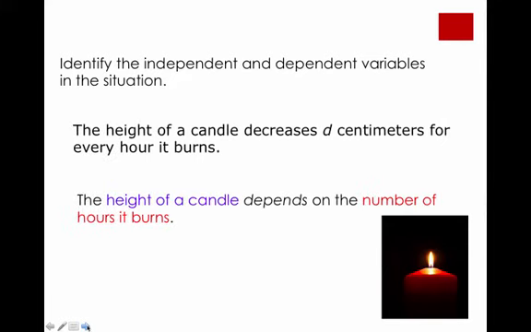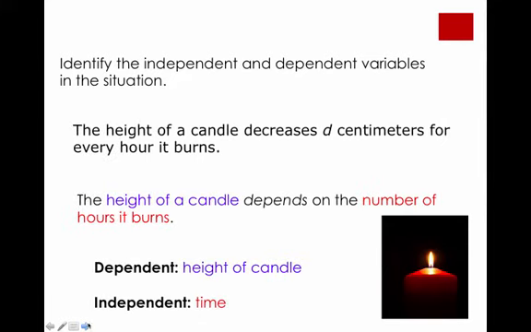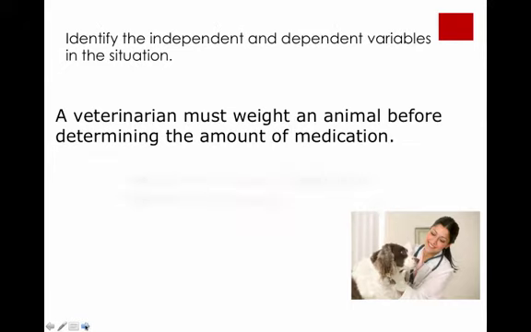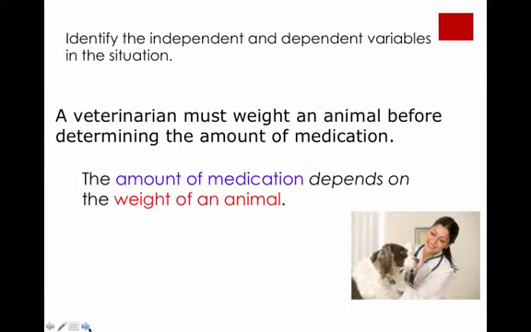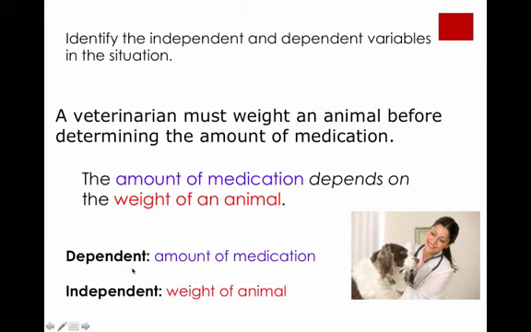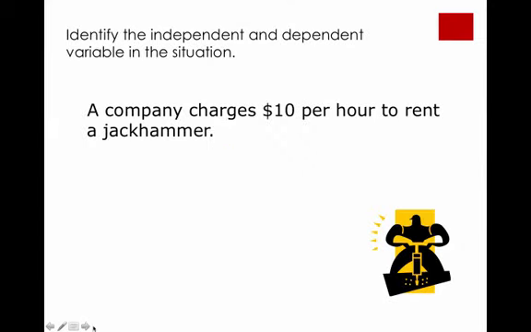Same example. So if you missed class, you need to be looking through this carefully and checking to see if this makes sense. The amount of medication depends on the weight of an animal. So my dependent variable is the amount of medication. My independent variable is the weight of the animal. Whatever it is that depends on the independent variable.